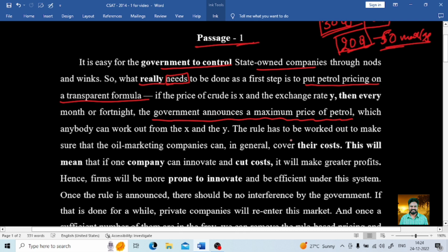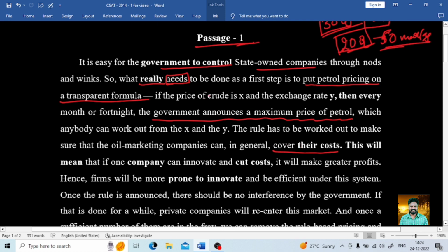I am telling you, don't try to remember or don't try to understand the passage. Simply read, search for the keywords and go to the question, and we'll finish the question. We will answer the question. The rule has to be worked out to make sure that the oil marketing companies can in general cover their cost, which means oil marketing companies have to cover their costs.